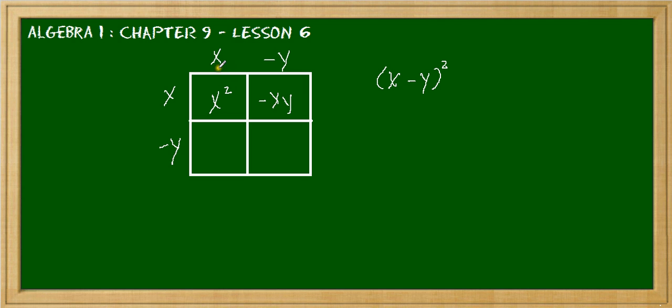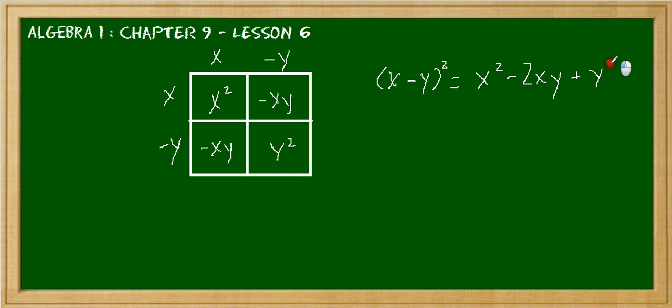Then we'd have negative y times x, which again gives us negative xy. And then we have negative y times negative y, which yields a positive, right? And that would be y squared. So what can we say here? Well, we're going to end up with x squared. We're going to add these two together, which gives us a negative 2xy, very similar to the other one that we had, and then plus y squared.